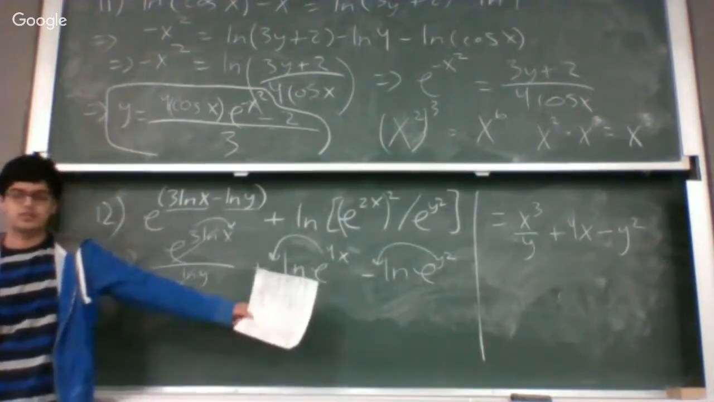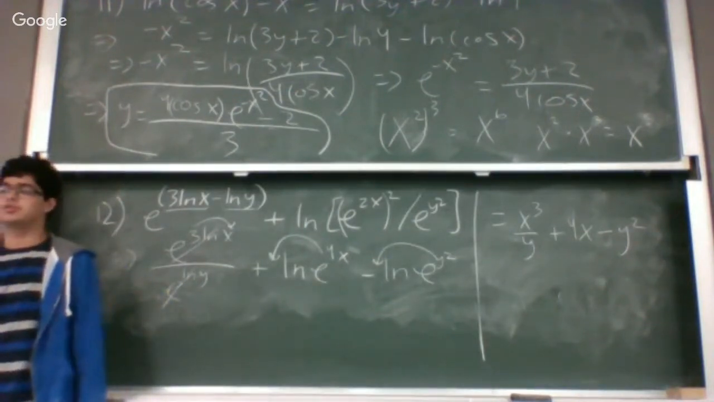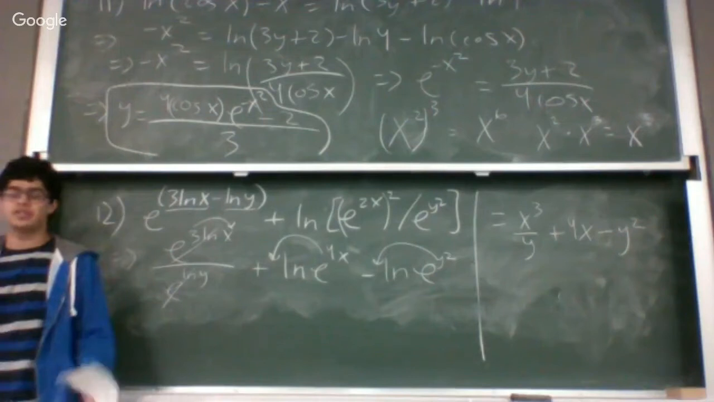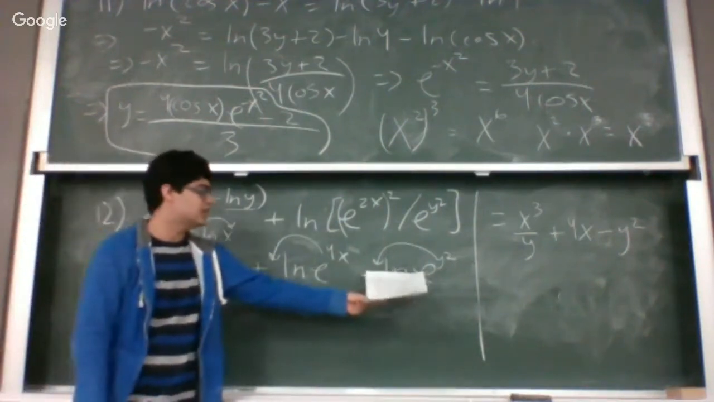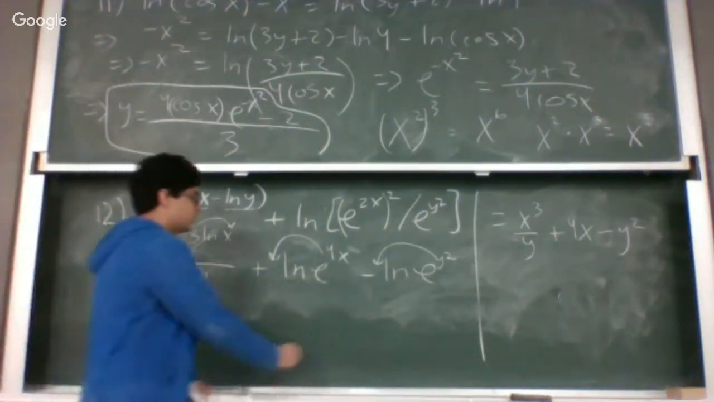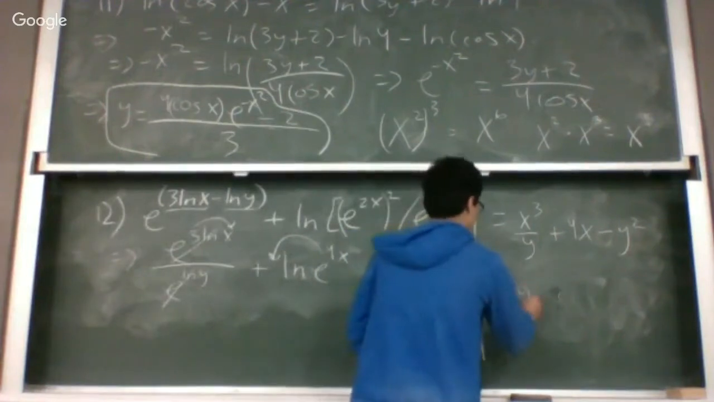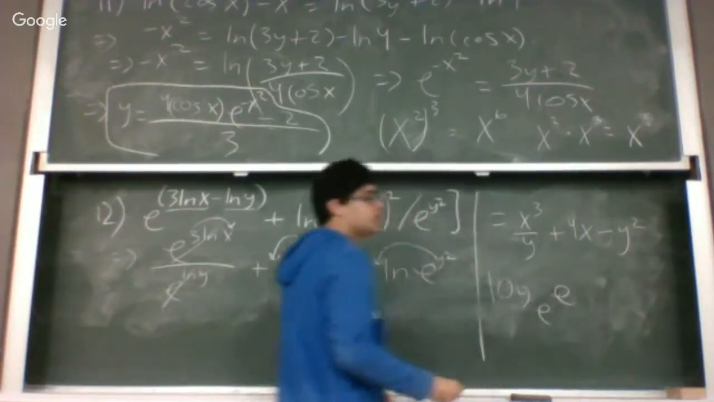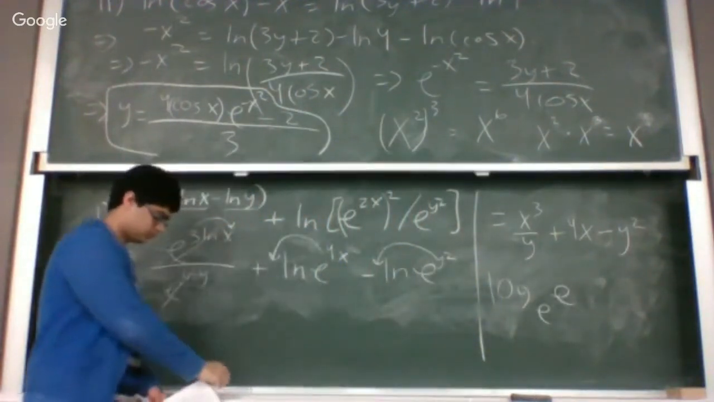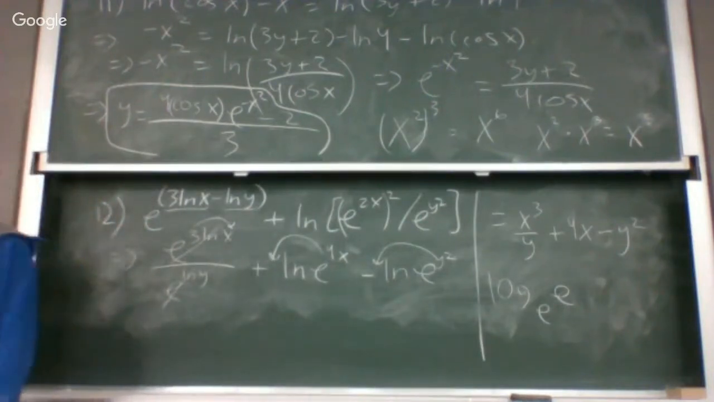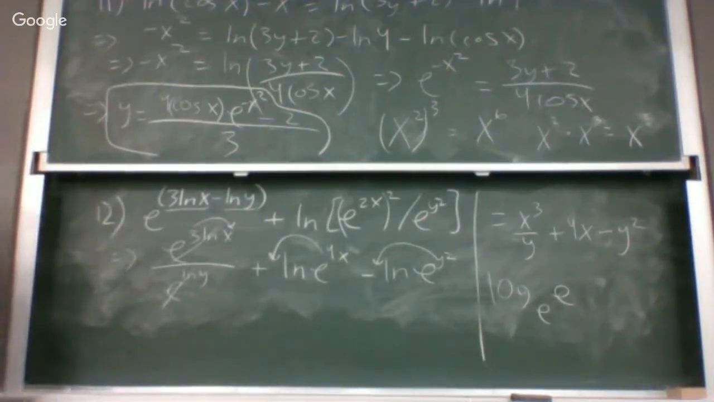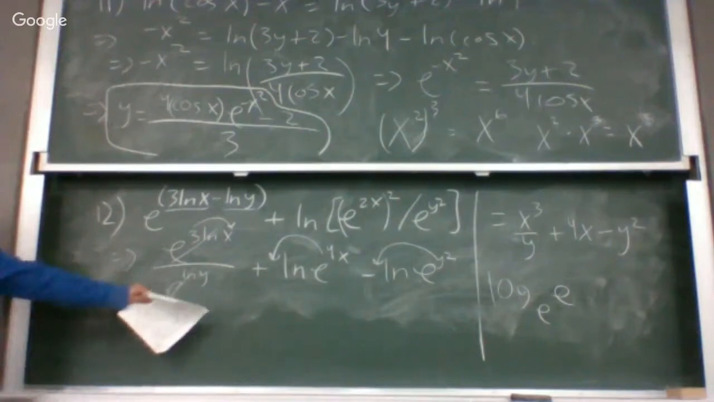Do you guys know what natural log is? Log base e. So when you have natural log of e, that's log base e of e, which is 1. Any questions on this problem?